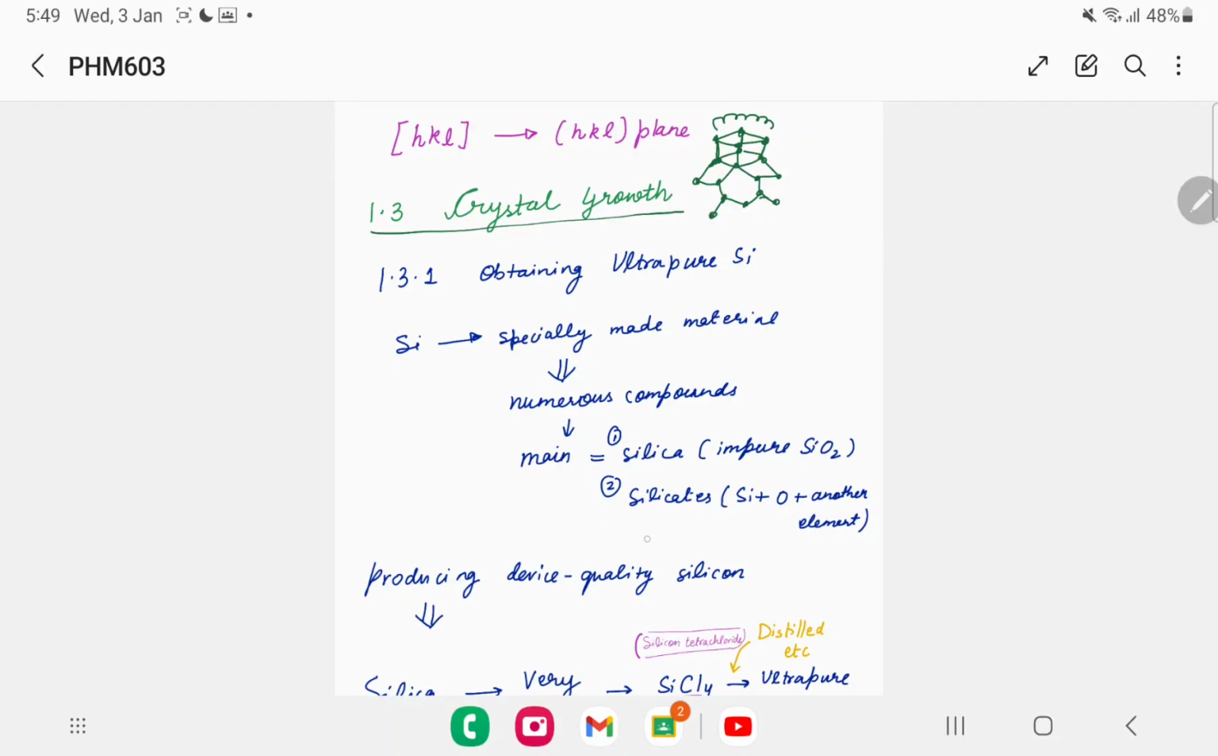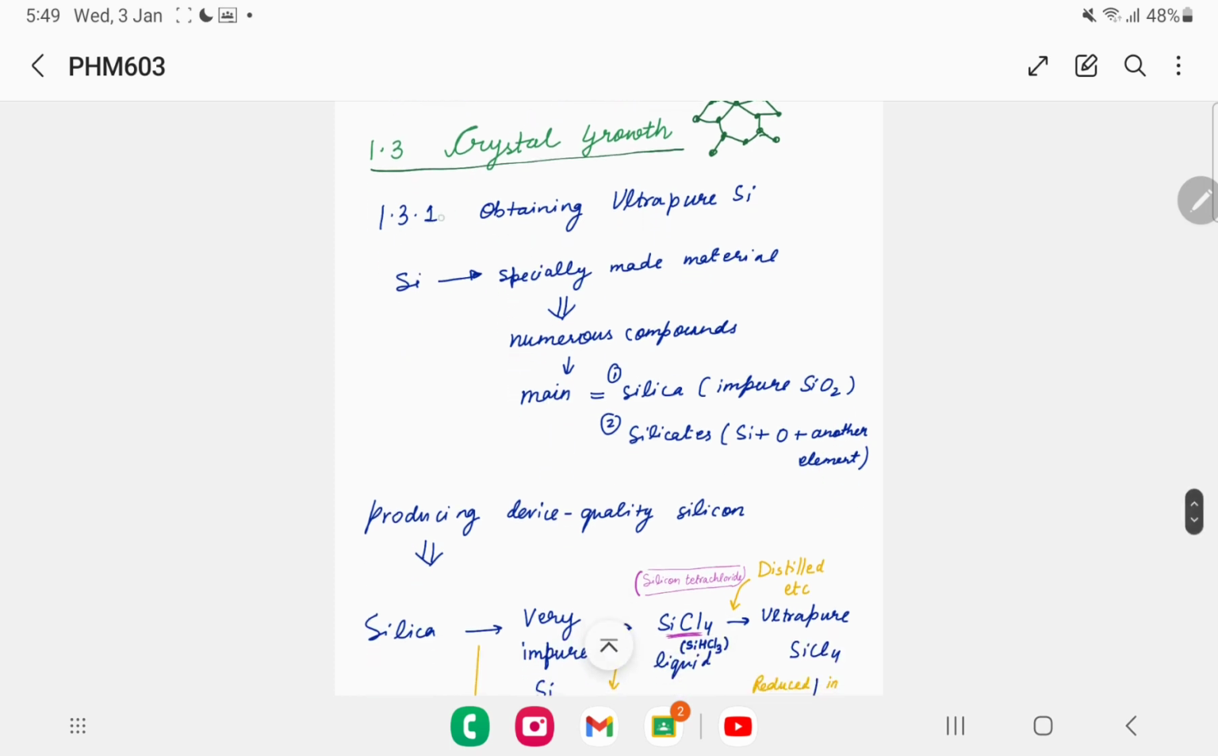So today we will be doing 1.3 crystal growth. What we will be doing in this one, we'll first see 1.3.1, which is obtaining ultra pure silicon.